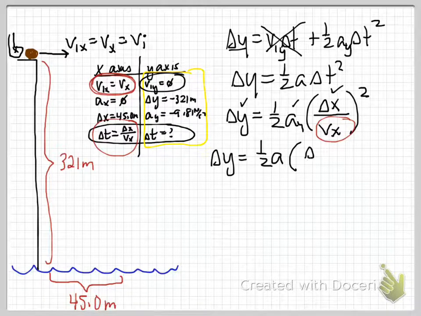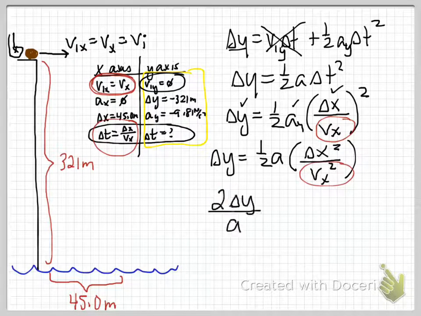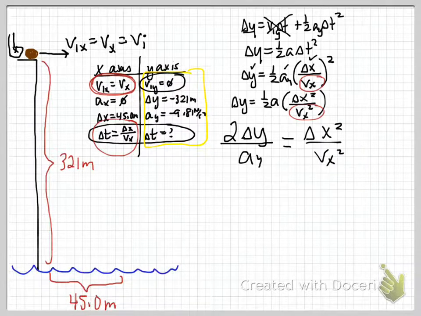First of all, remember that squaring the quantity of delta x over v sub x is the same as having the quantity delta x squared over v sub x squared. That's going to become important to our rearrangement. Now, let's begin the process of isolating this. We'll start by moving our 1/2 and our acceleration on the y-axis over, which gives us 2 delta y over a y equals delta x squared over v x squared.